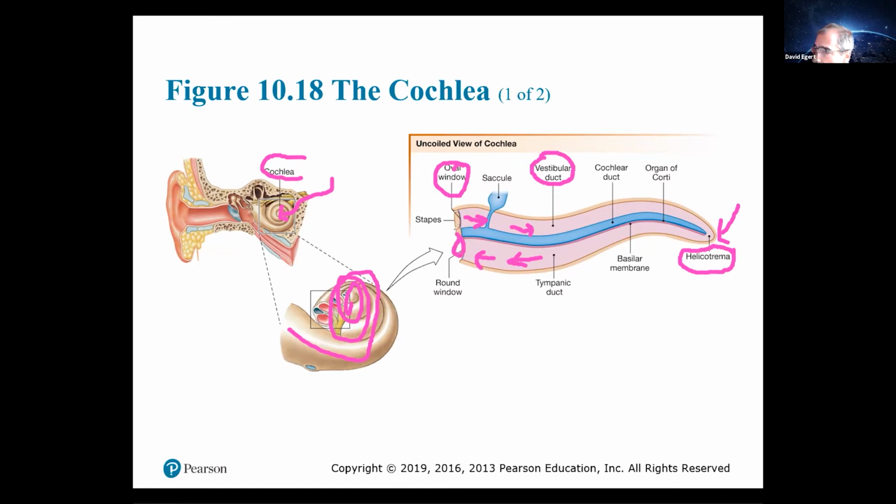Here's the round window. So vibration, again, comes in the ear canal, vibrates the eardrum, vibrates the ossicles, vibrates the oval window. The oval window then sends the vibration up this duct in the cochlea called the vestibular duct until we get to the helicotrema. And then it returns back and the vibration can decompress here on the round window. This duct in between is called the cochlear duct. It's where we find the organ of Corti. The organ of Corti has the hair cells.